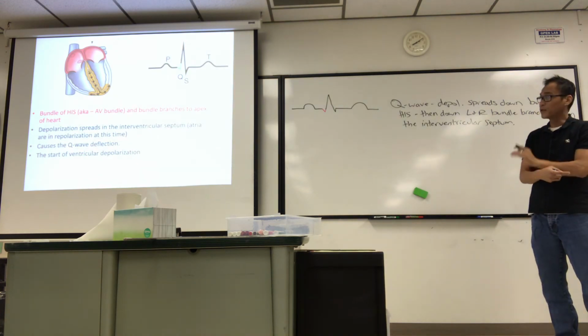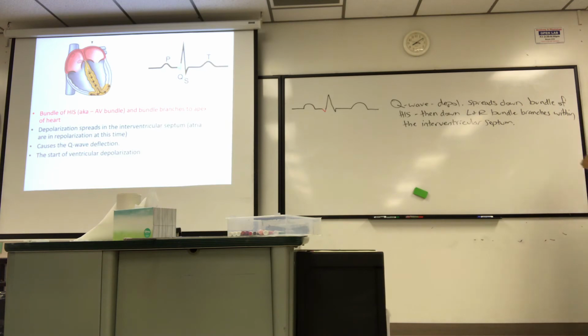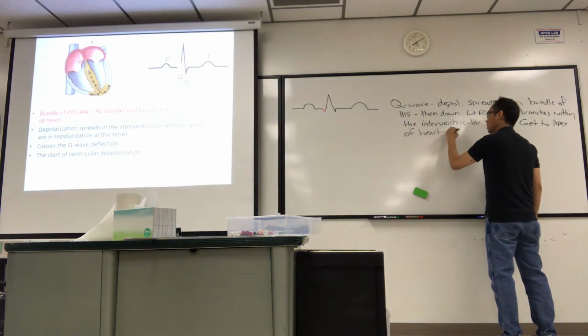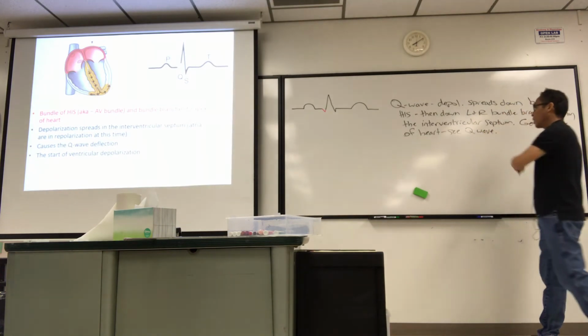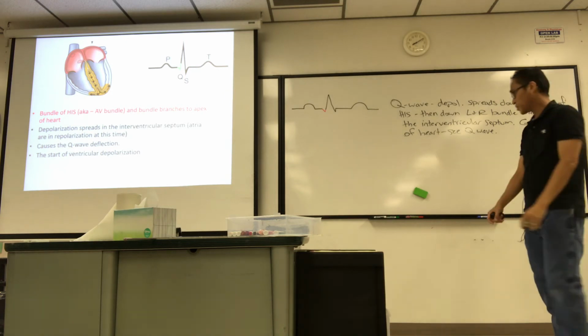All right? So you get to the apex, you start to spread out the sides of the wall, but basically you get to the apex of the heart, creating the Q wave, what I'm writing here. And this is just prior to systole, just prior to isovolumetric contraction.